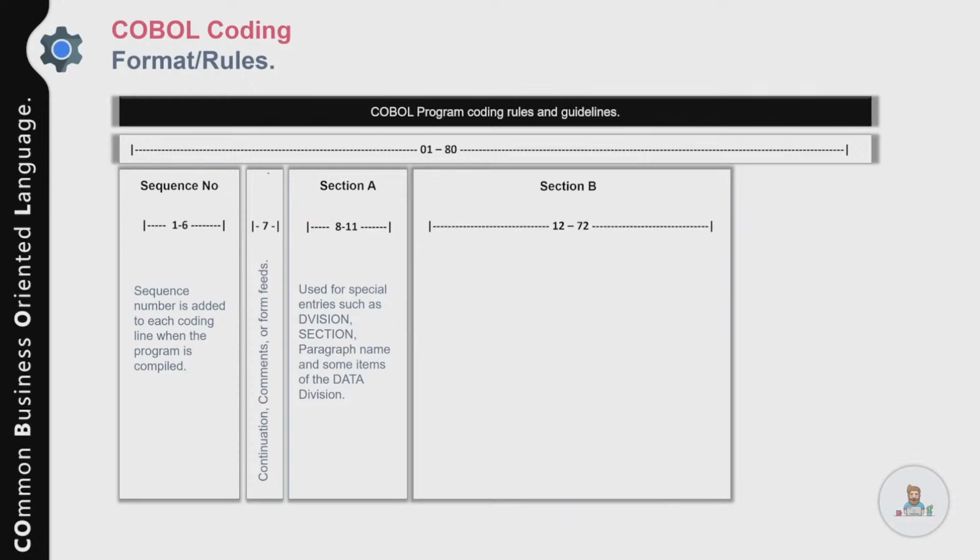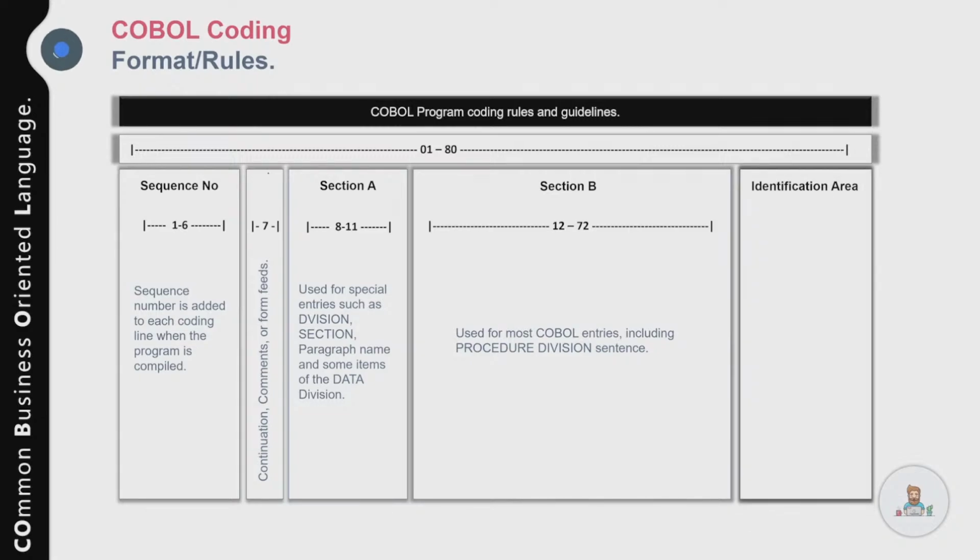Then you have positions 12 to 72. It is termed Section B, and it is generally used for most of the COBOL entries, including procedure division sentences. Then you have positions 73 up till 80, and this area is called the identification area. These positions were originally used to identify a program, but they are not used anymore today.